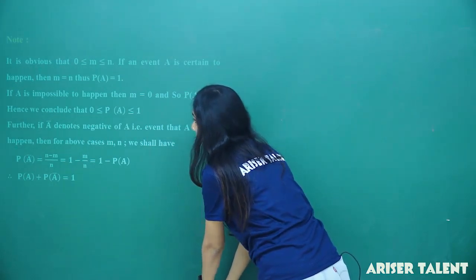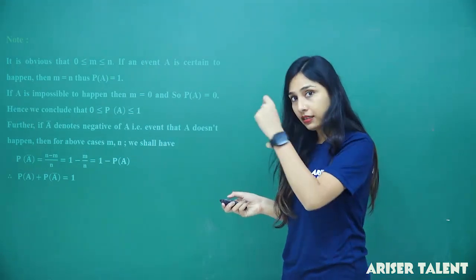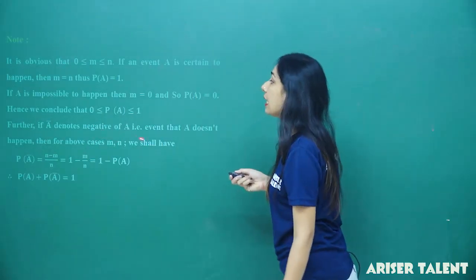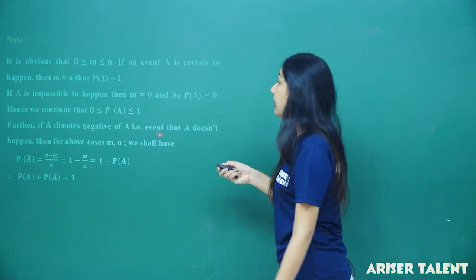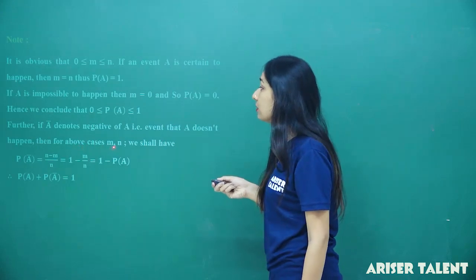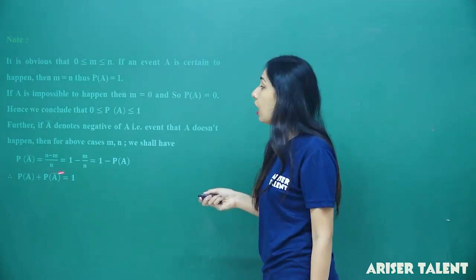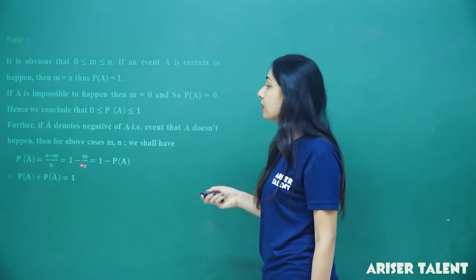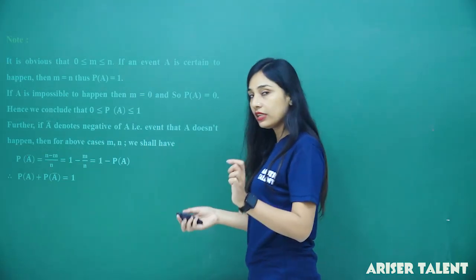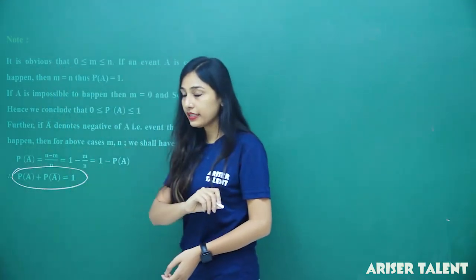We'll understand it. First, we'll complete this further. You will call that dash above A as bar. This A bar denotes negative of A. Negative of A means that A doesn't happen. Then for the above cases, we shall have P(A bar) equals (N minus M) upon N, equals 1 minus M by N, equals 1 minus P(A). We'll understand this. Okay, so this is our result.